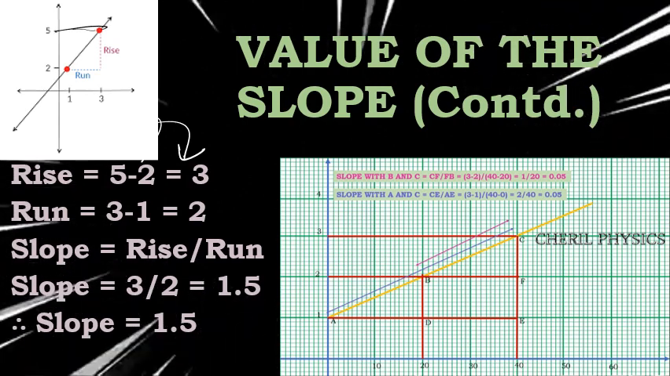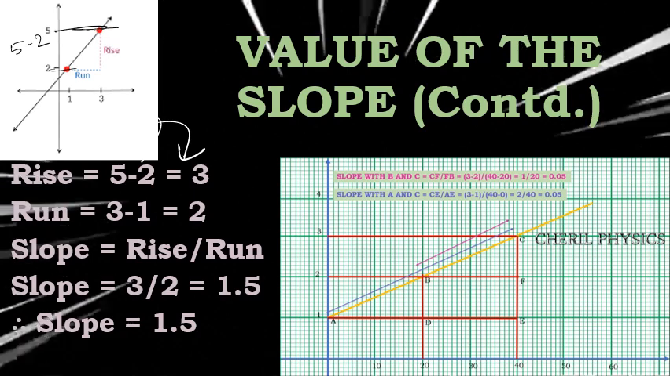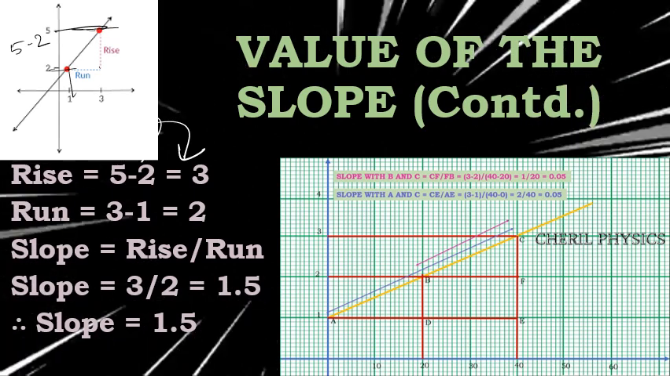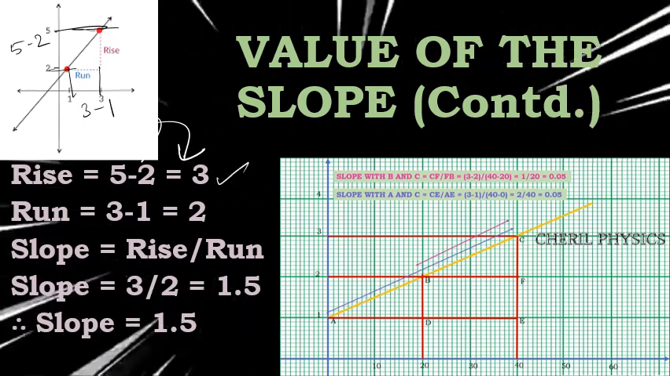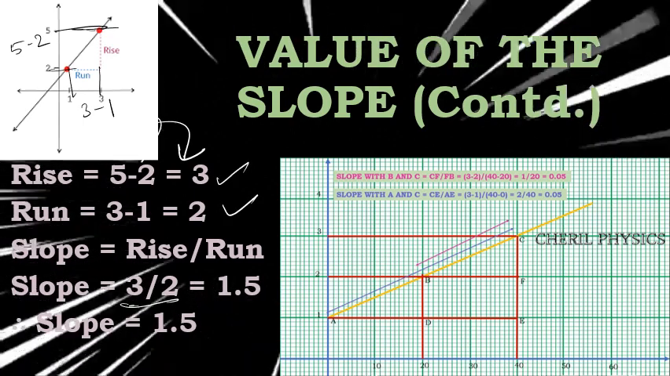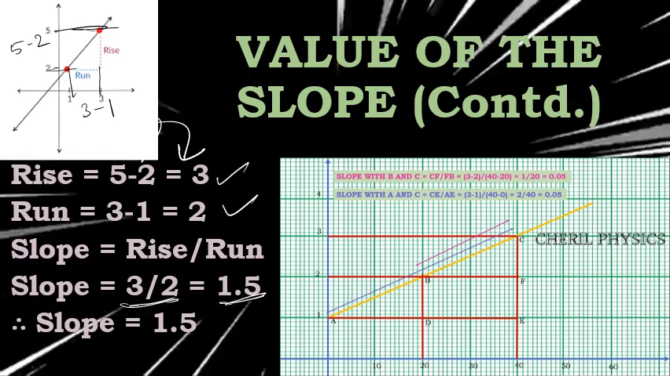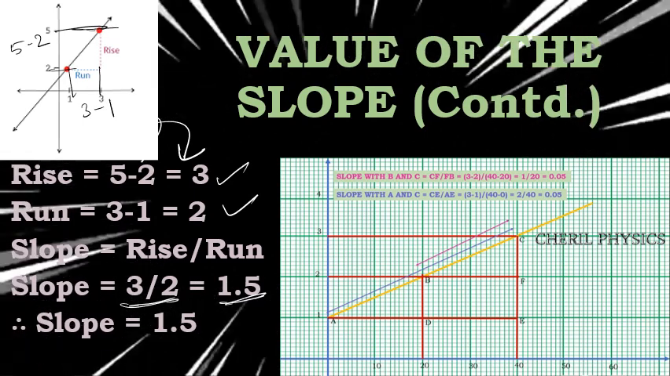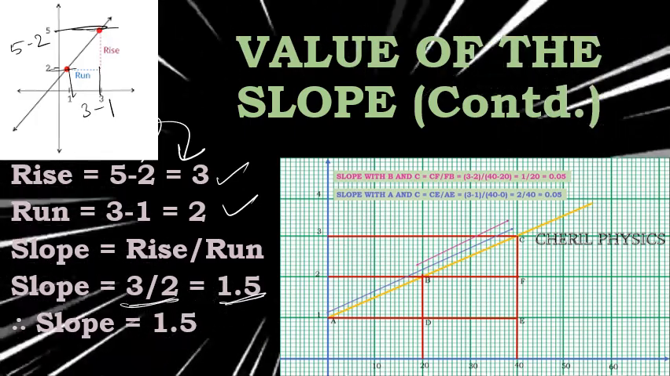Between 5 and 2, so your rise is what? 5 minus 2. Your run is what? Between this and this value, so 3 minus 1. So that is what we are seeing here. So what is rise by run? 3 by 2, which is going to be 1.5. Okay. So this is how you will calculate the value of slope.